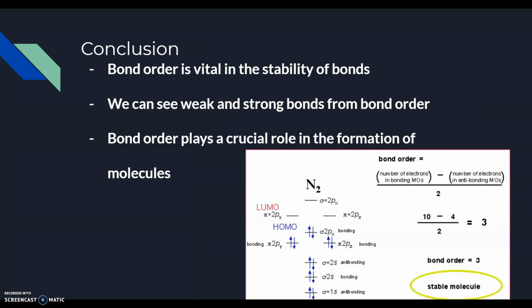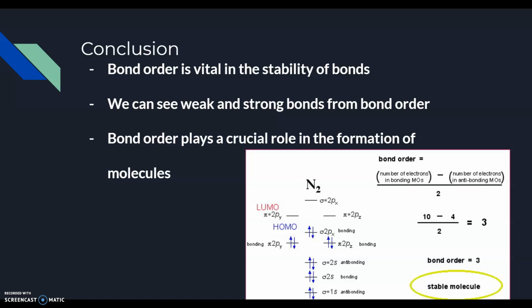For the conclusion of this, I just put that bond order is vital in the stability of bonds, and this does affect any molecule that we are aware of or that is used in anything. We can see weak and strong bonds from bond order, and bond order plays a crucial role in the formation of molecules. And then in the corner, I put a picture just to show how we figure out how stable a bond is, what the bond order is.